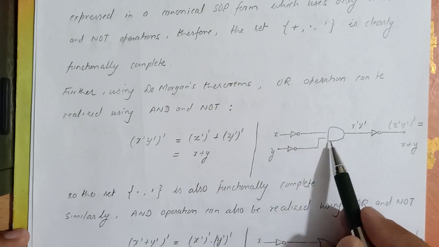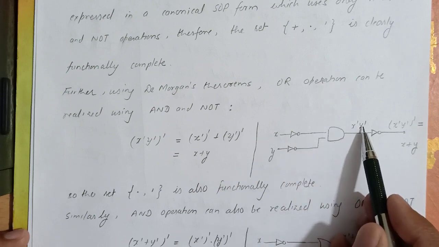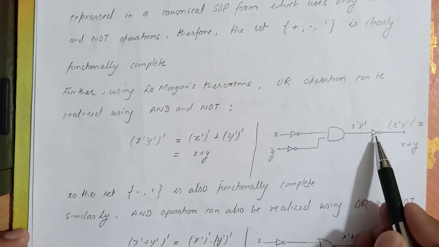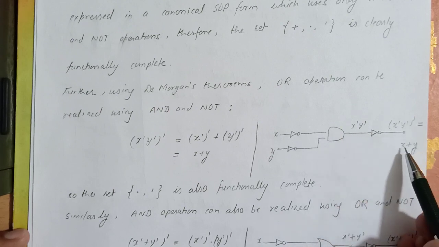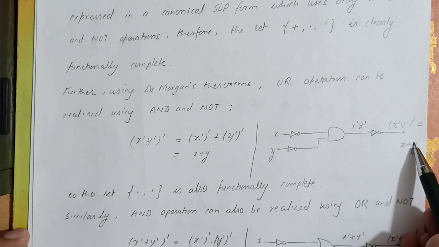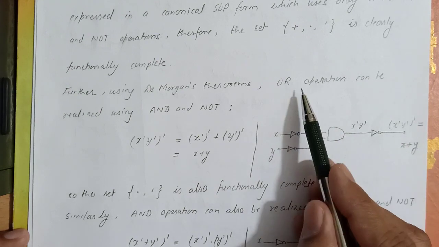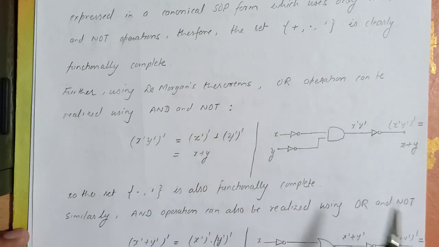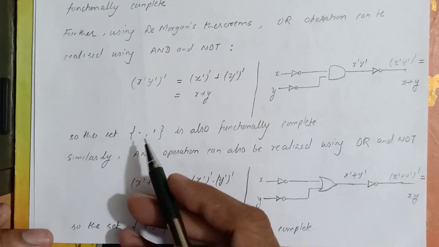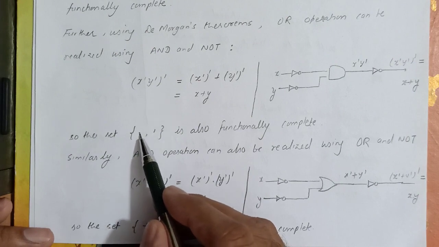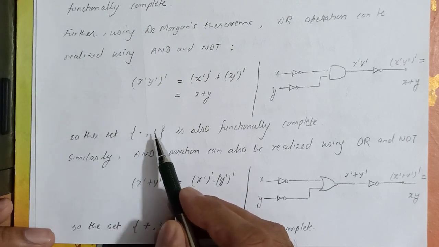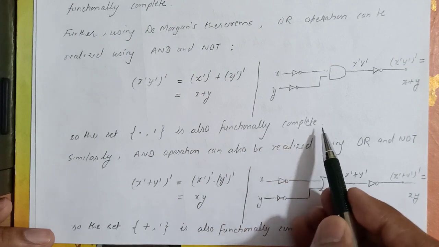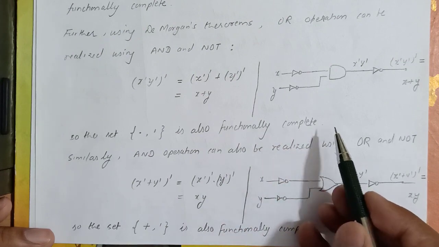If we apply the complement of these two variables, AND will give x dash y dash, and then if we again take the complement of this, we will get x plus y. So in this way the OR operation can be realized using AND and NOT. So we can say that dot together with complement is also a functionally complete set of operations.